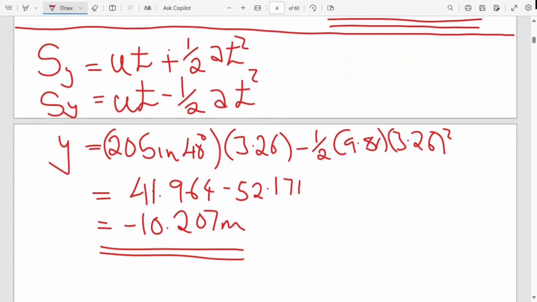Okay, so this is the final answer. And what does this mean? That means relative to the launch point on building A, the dummy is going to strike 10.207 meters below that point on building B. So it is going to travel 10.207 meters below the launch point. That's the point where this dummy is going to strike building B.